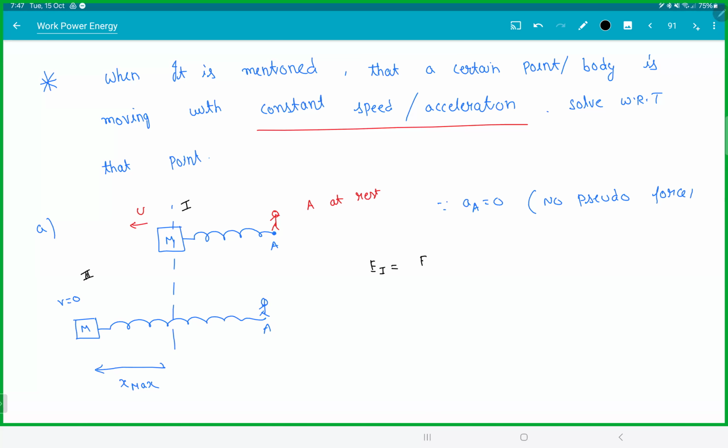Energy in state one is energy in state two. Initially, the only energy you have is kinetic energy. Finally, the only energy you have is half kx square. X is equal to u into root m by k. One single step and the answer is done.